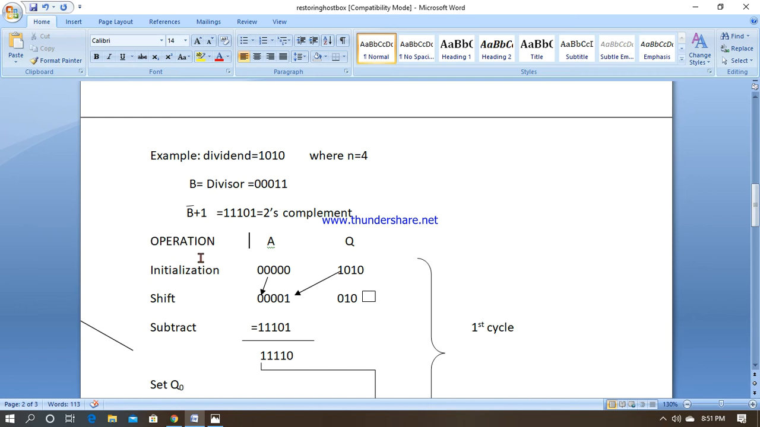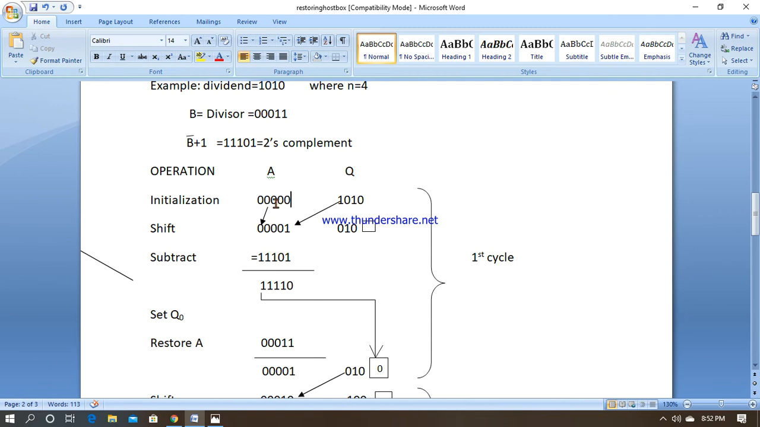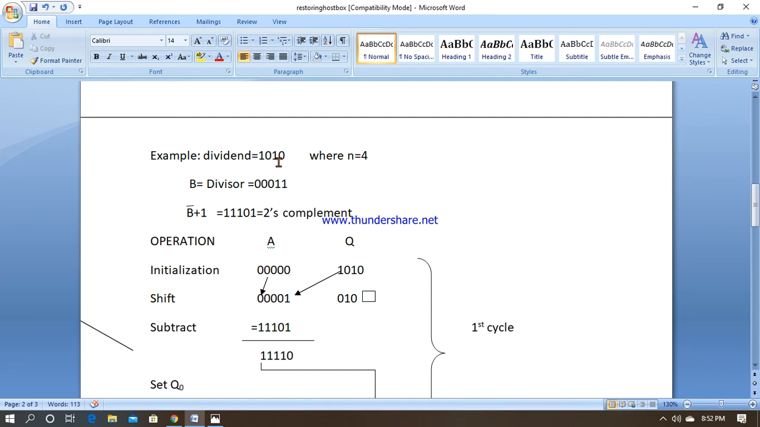We have 4 cycles of steps. In the first cycle, we start with the operation on A and Q. The accumulator value initially starts with 0 only. Assume that you have 5 zeros here, 00000, as the initialization rule says, and the Q value is 1010. Now we go for the shift based on the flowchart, the shift left operation.